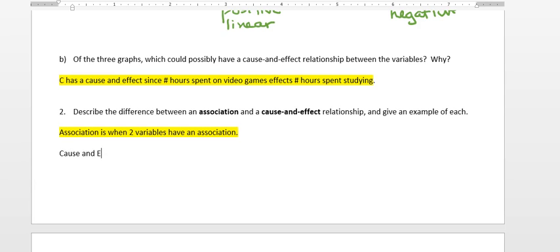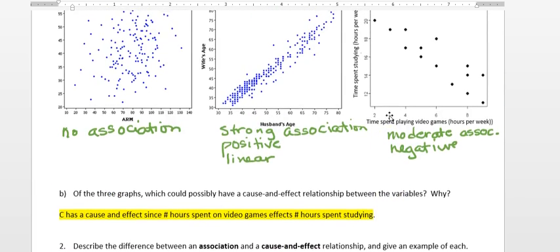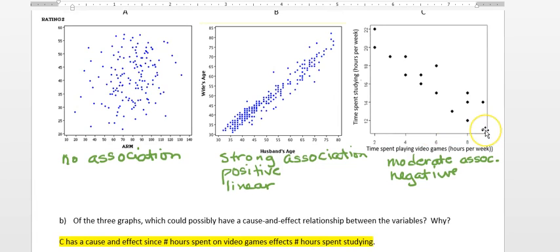Cause and effect is an association, so there is a relationship between the variables, but this is where one variable causes a change in the other variable. So the example C is a good example of cause and effect. Here, the more time you spend on video games, the less time you're spending studying. So that definitely has an effect on each one. Okay, so that's your vocabulary.